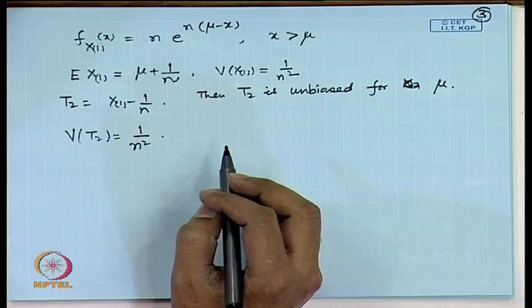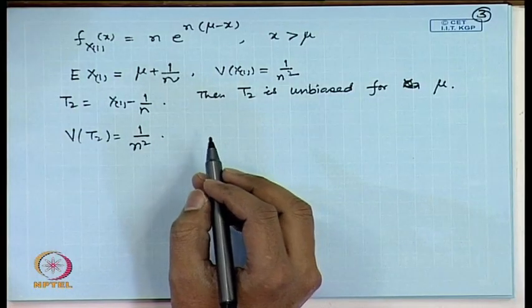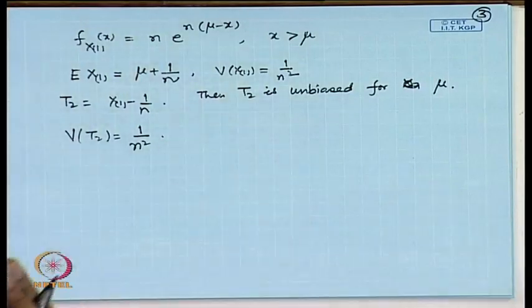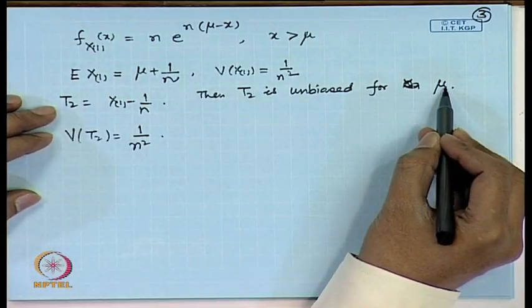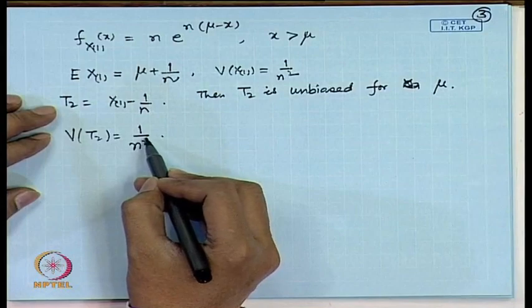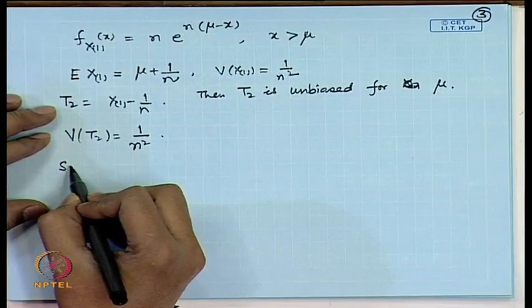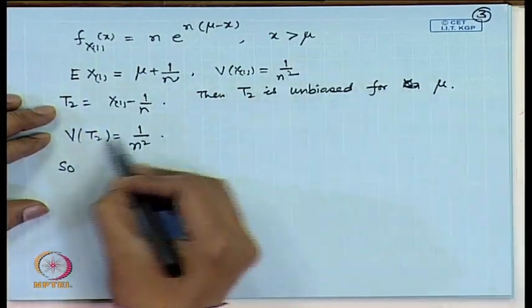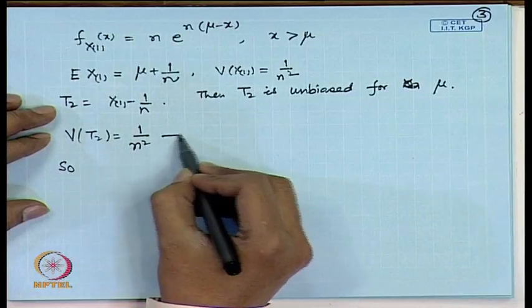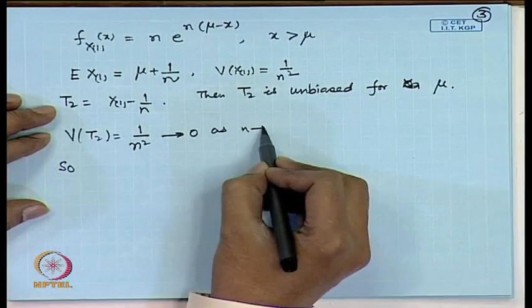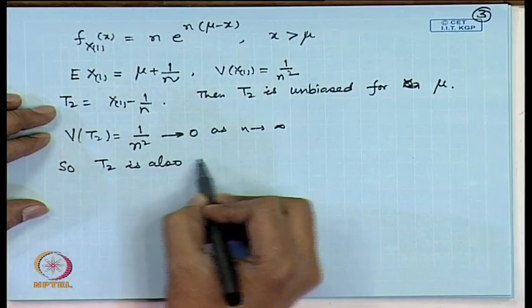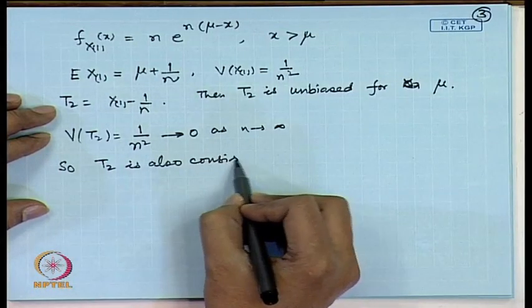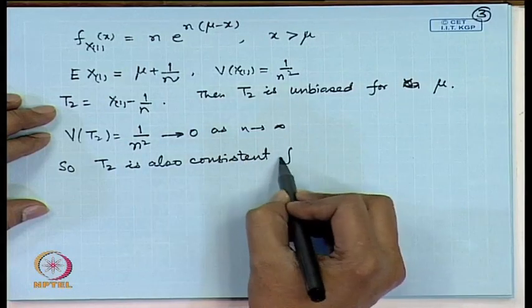Now, consider the result that if expectation is equal to the parameter and the variance goes to 0, t 2 is unbiased and its variance goes to 0 as n tends to infinity. So, t 2 is also consistent for mu.